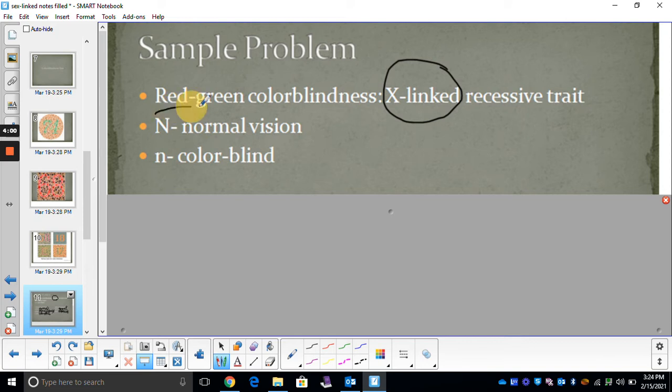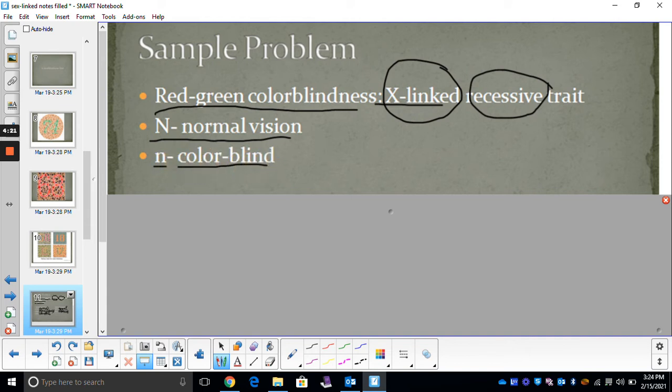So red-green color blindness, the most common type of color blindness, is a sex-linked trait. It's only on the X chromosome, not in the Y. It's also recessive, which means you have to have both of those for it to show up. So we're going to use a capital N for normal vision and a lowercase n for being colorblind.